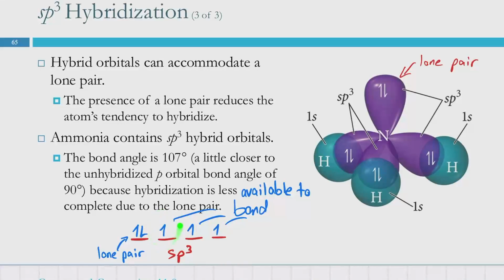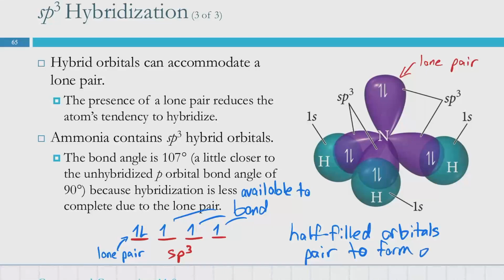So again, our theme is half-filled orbitals can overlap with other half-filled orbitals to form bonds. Except in the case of coordinate covalent bonds, which we don't really talk about very much. That mostly happens with metals, like transition metals can do coordinate covalent bonds.